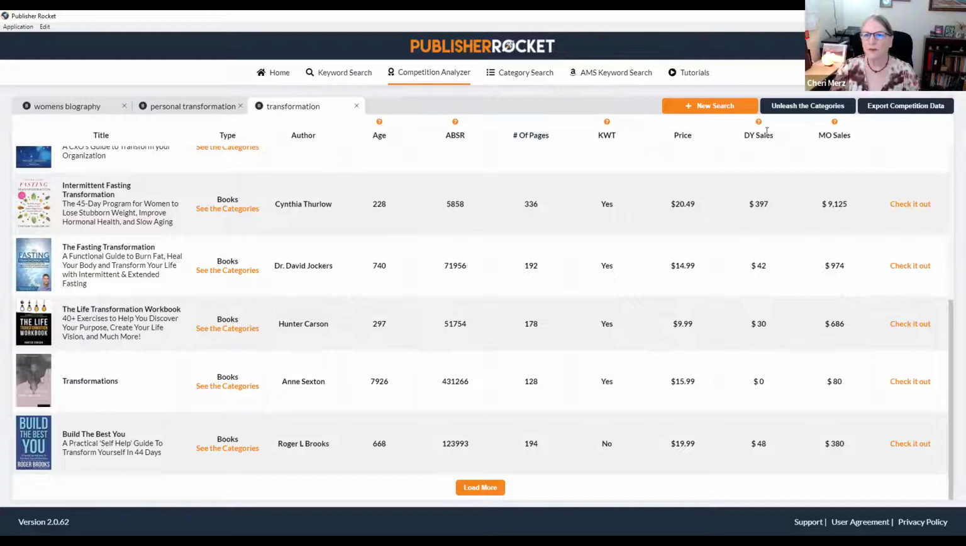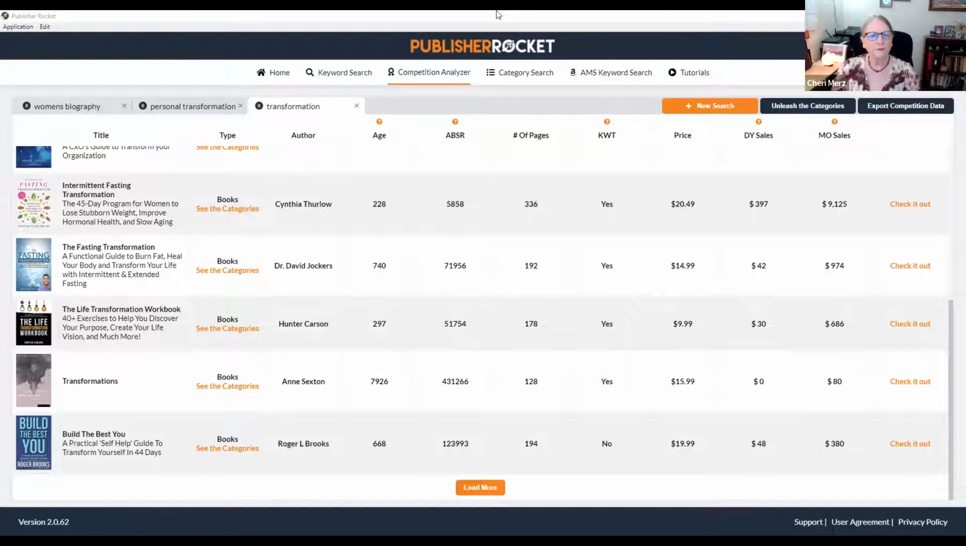Here's the price of the book. Estimated daily sales for the book in dollars. Not bad. That's still making a bit of money per month. So if this person has several books, they're making a living. If they don't have several books, they're not. But let's check it out and see how many ratings it has. Hey, it has 39 ratings.